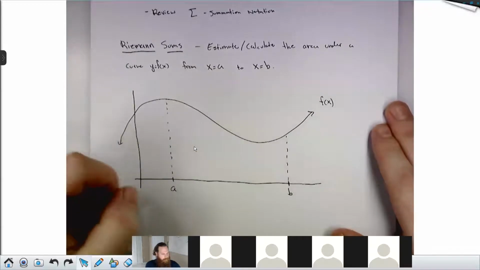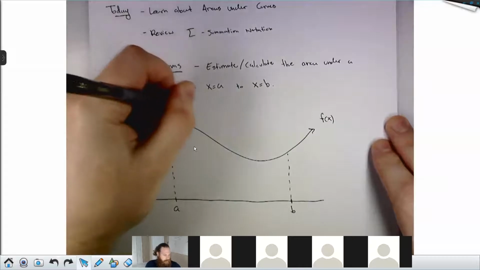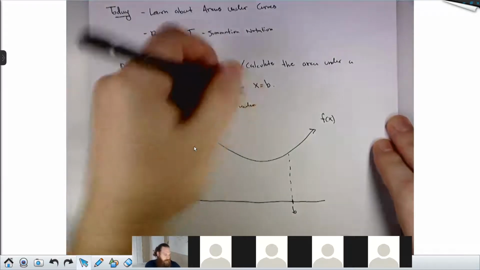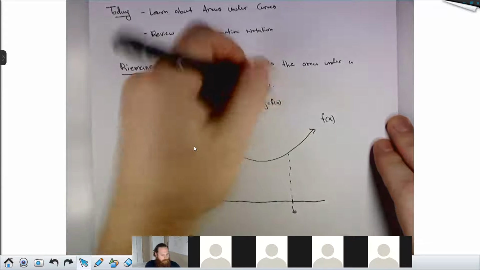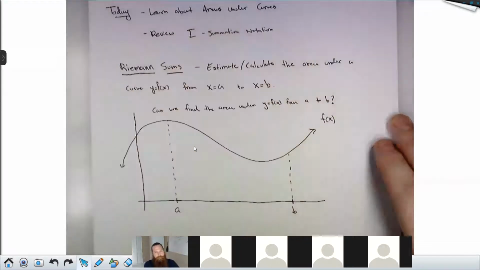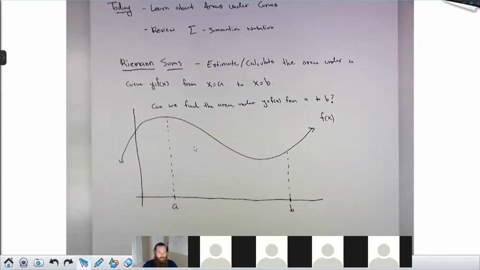So let's put it up here: the area under y equals f of x from a to b. The answer to that question is yes, but it turns out to be a little bit tricky. So we begin with an estimate. We're not going to start out by finding the exact area. We're going to start out with a tool that allows us to approximate the area, and then we're going to use a limit to make that estimate exact.